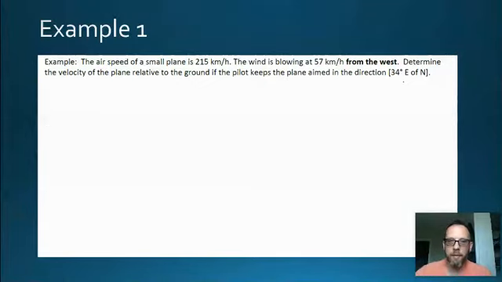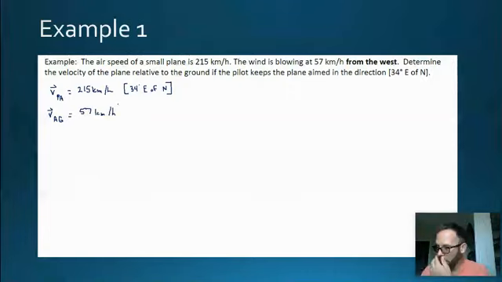So think about what we're given. A couple of things we're given. We're given the velocity of the plane with respect to the air. So in still air, if there was no wind, the plane flies at 215 kilometers per hour, and the plane is pointing in the direction 34 degrees east of north. We know that much. Now we also know the speed of the wind. The speed of the wind is the velocity of the air with respect to the ground. That's what that is. And it is 57 kilometers per hour.